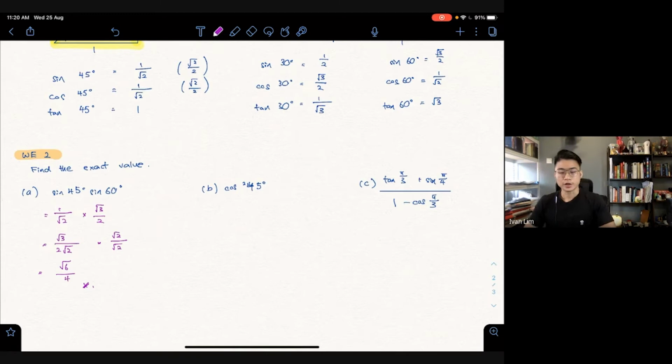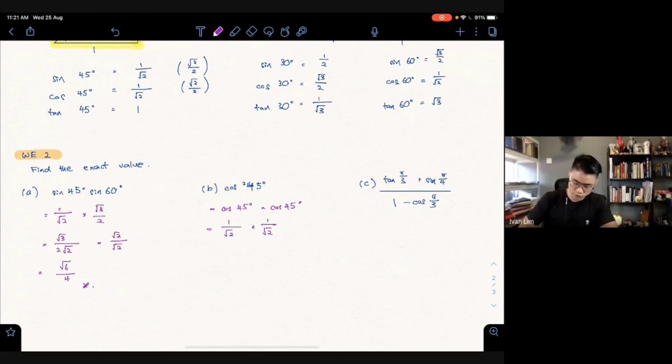Okay, let's look at the second one. Cos squared 45 degrees. Square, if it's in the middle, is equivalent to cos 45 all squared. Okay, or you can write it as cos 45 times cos 45. Either way works. Let's look back into the list. Cos 45, we found that is 1 over root 2. So 1 over root 2 times 1 over root 2, which equals root 2 times root 2, 2. Okay, so 1 over 2.